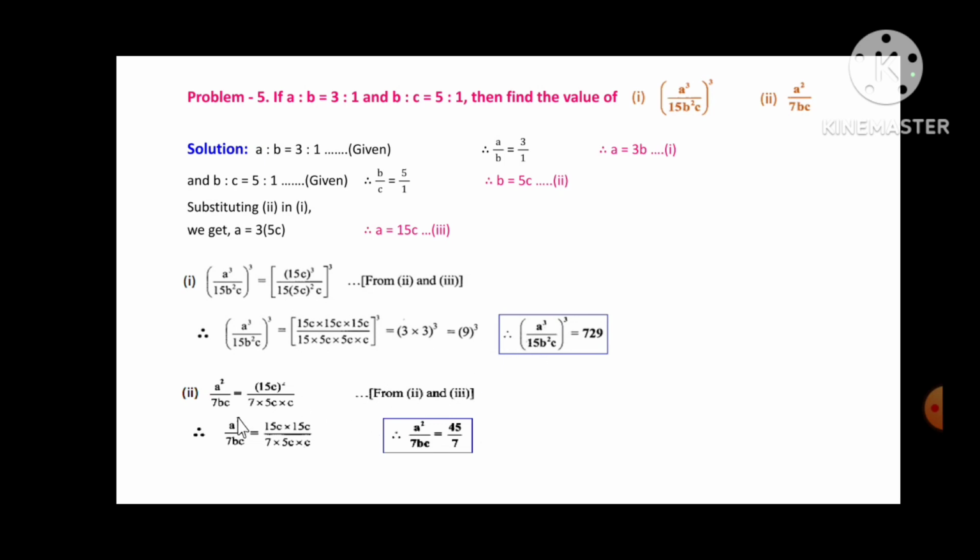So we'll get the value of this a cube upon 15b square c bracket raised to cube is 729. Now a square upon 7bc, that is 15c bracket raised to square divided by 7 into 5c into c. Substitute the values of a, b and c. Therefore, a square upon 7bc, so 15c into 15c, a square value is therefore 7 into 5c into c, which leads to a square upon 7bc is equal to 45 upon 7.